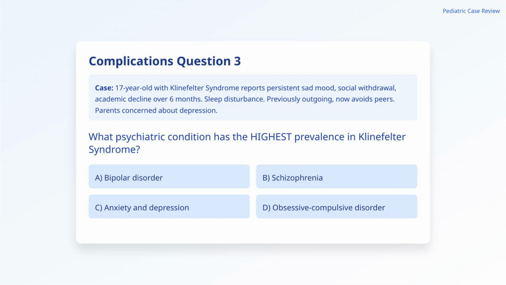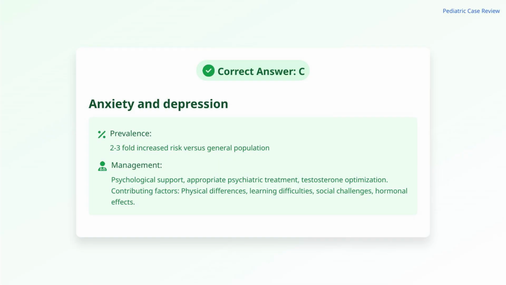Case scenario: a 17-year-old male with Klinefelter syndrome reports persistent sad mood, social withdrawal, and academic decline over the past 6 months. Sleep disturbance is present. He denies suicidal ideation. Previously outgoing and social, he now actively avoids interaction with peers. Parents express concern about possible depression. Question: what psychiatric condition has the highest prevalence in Klinefelter syndrome? Option A, bipolar disorder. Option B, schizophrenia. Option C, anxiety and depression. Option D, obsessive-compulsive disorder. The correct answer is C, anxiety and depression.